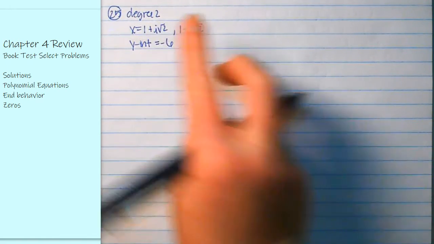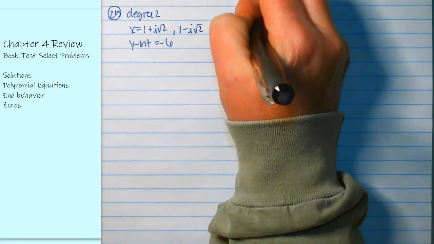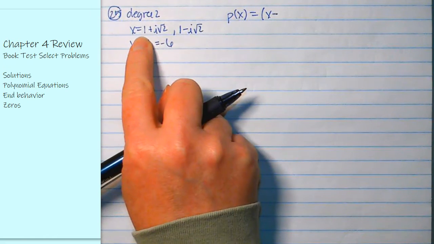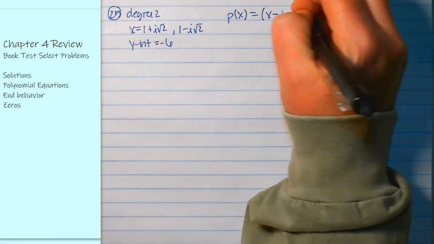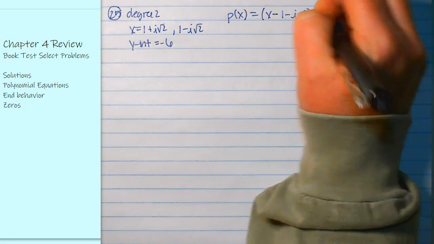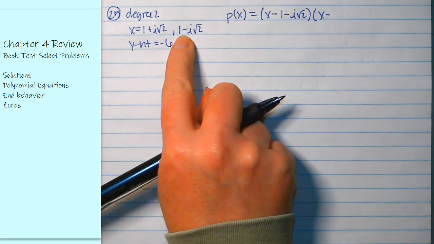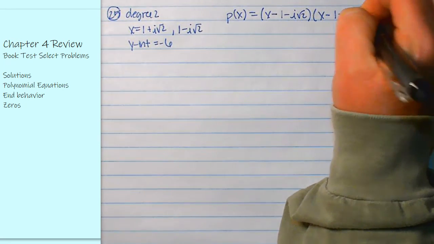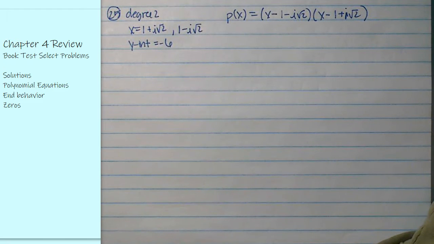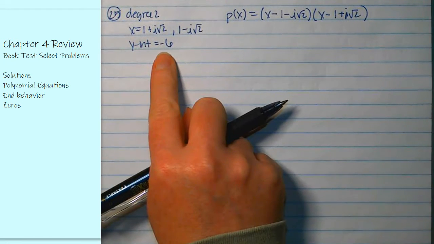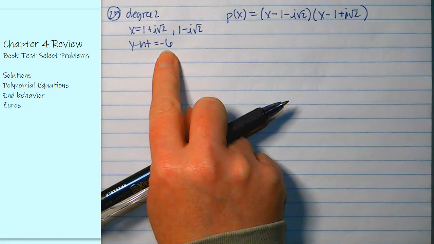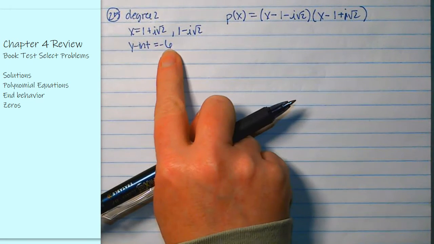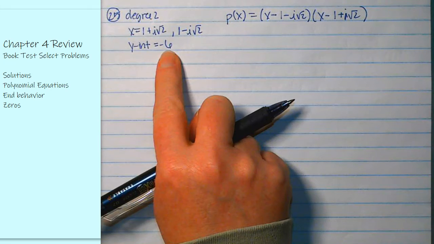We have a degree 2, so we're going to write our polynomial like so. We've got x minus this one, so it's going to subtract 1 and the i square root of 2. And then x minus the second one, so we're subtracting both of these. We'll change their signs. Now I would do this and not multiply it out, but I need to fix this. I need to have negative 6 as the y-intercept. So I do have to multiply this out to get this polynomial and include this particular condition.